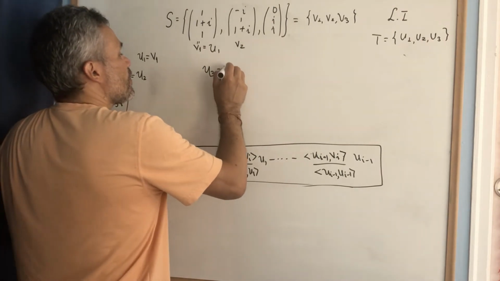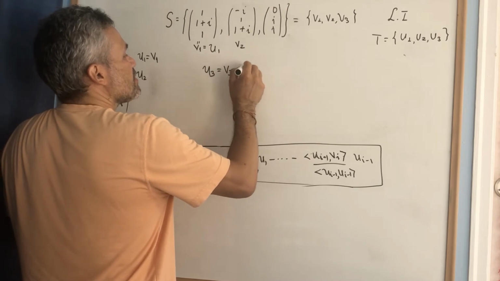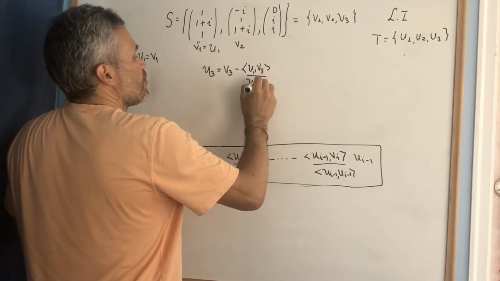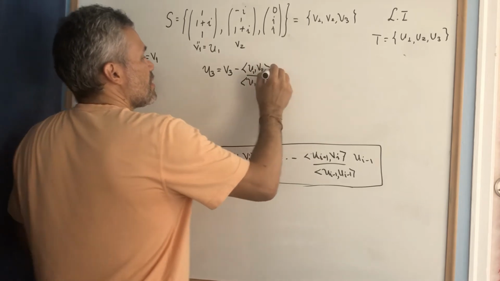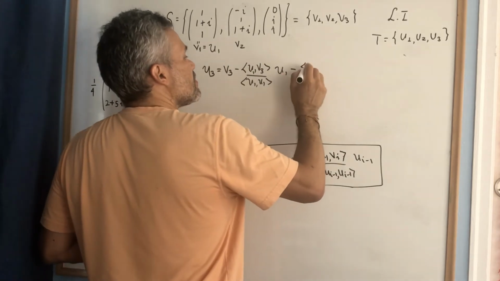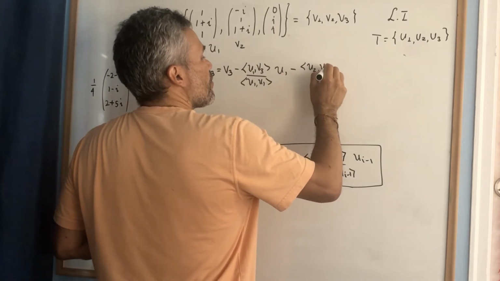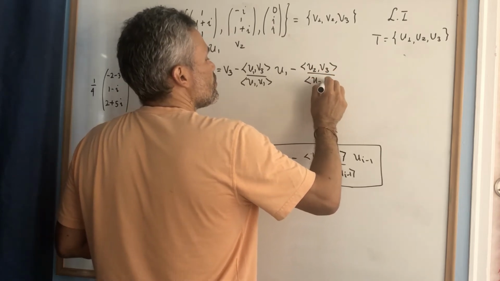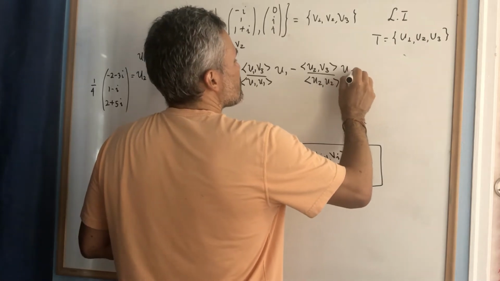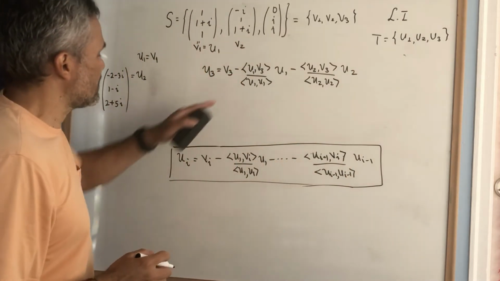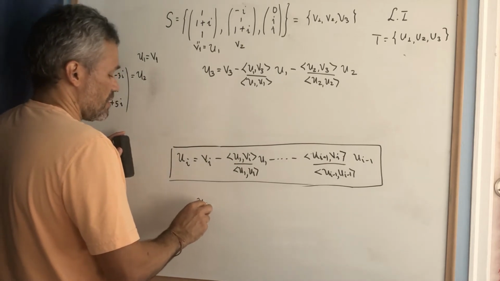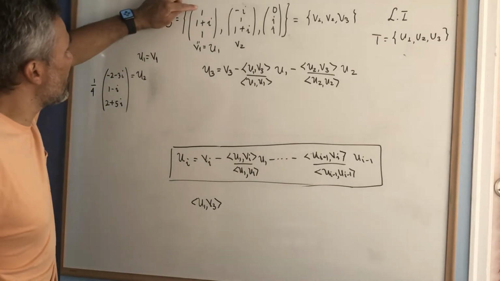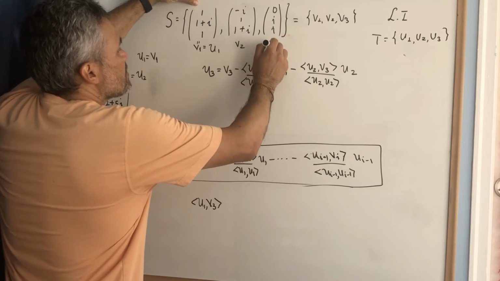U sub 3 is equal to B sub 3 minus the inner product of U1 with B3 over the inner product of U1 with U1, times the vector U1, minus the inner product of U2 with B3 over the inner product of U2 with U2, times U2. But let's see what is U1 inner product with B sub 3. B sub 3 is this one.